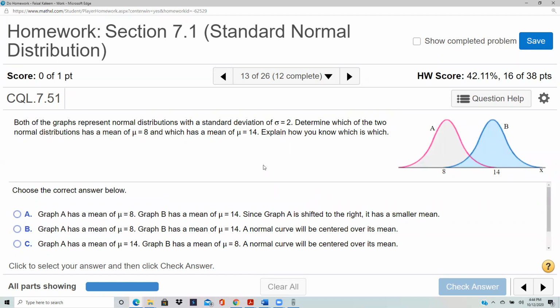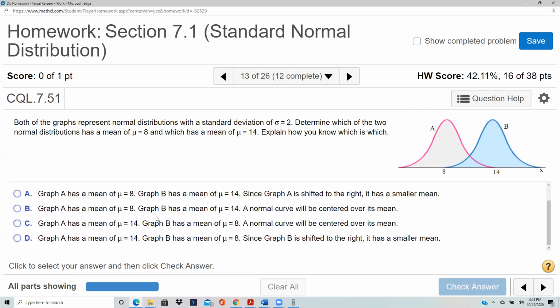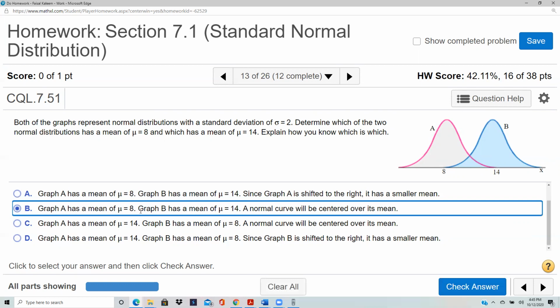Both the graphs are normal, and the standard deviations are equal. Determine which of the two has a mean of 8 and which one has a mean of 14. So this is kind of a giveaway already. We know that the pink curve has a mean of 8 because the mean has to be in the center of the curve, and the blue curve has to have the mean 14 because 14 is in the center of the blue curve. So graph A has mean 8, graph B has mean 14, since graph A is shifted to the left. A normal curve will be centered over its mean. That looks correct. Graph A has mean 8, B has mean 14. All others are wrong. You can look through them.